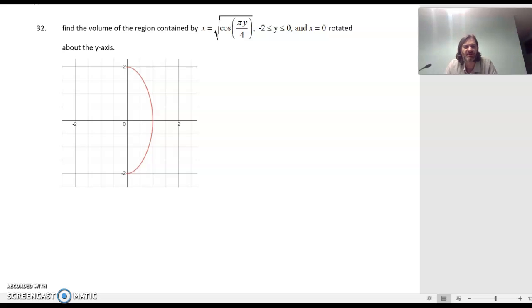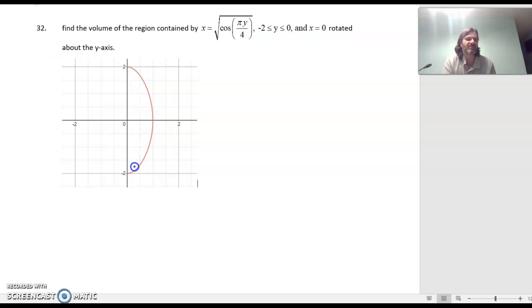Alright, we got a problem here where we're going to find the volume using a disk method. It's the region contained by x equals the square root of cosine of pi over 4 y, and that's going to be the interval for y of -2 to 0. And it's going to be bound by x equals 0, which is the y-axis, and we're going to rotate it around the y-axis.